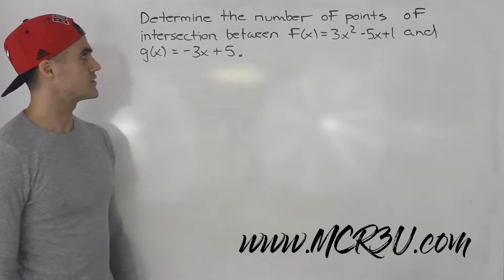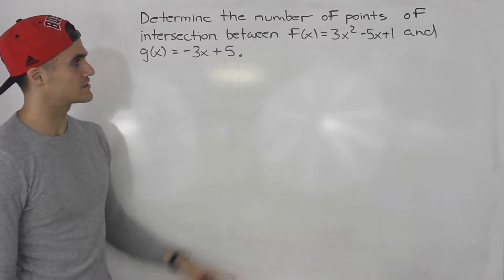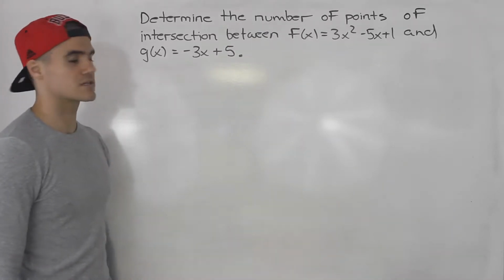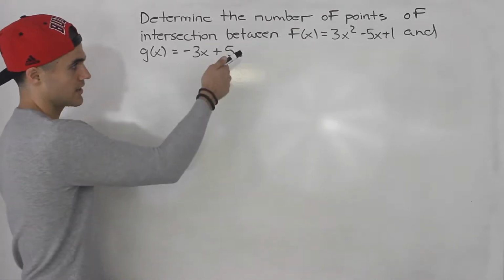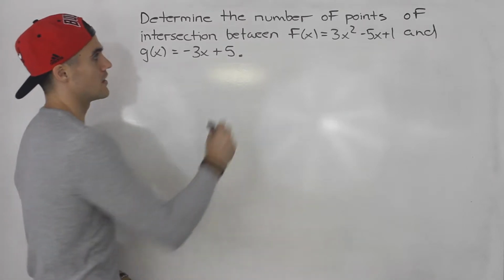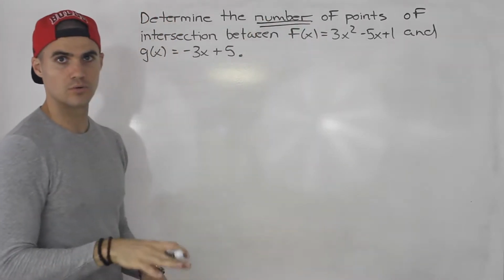In this question, we have to determine the number of points of intersection between f of x is 3x squared minus 5x plus 1 and g of x is negative 3x plus 5. So between a quadratic f of x and a line g of x. And notice they're asking for the number of points of intersection, not the actual points of intersection.